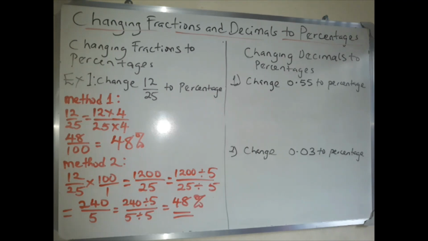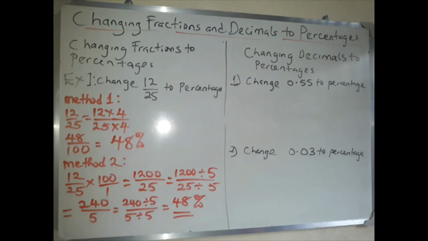Changing decimals to percentages. Now, to express decimals as percentages, you have to multiply the decimal by 100 and express it as percent. That is, you include the percent symbol. So let's go to the examples.